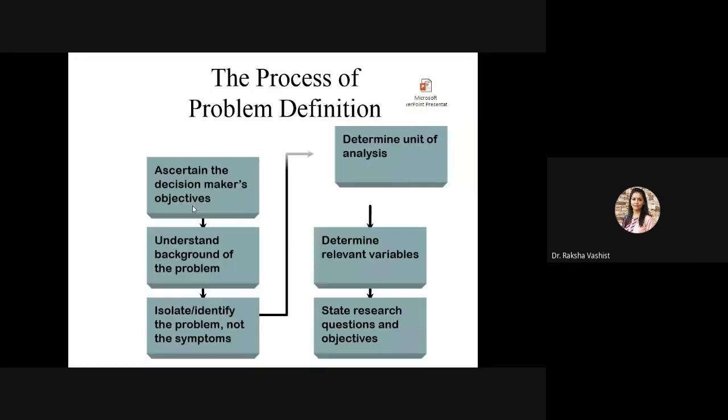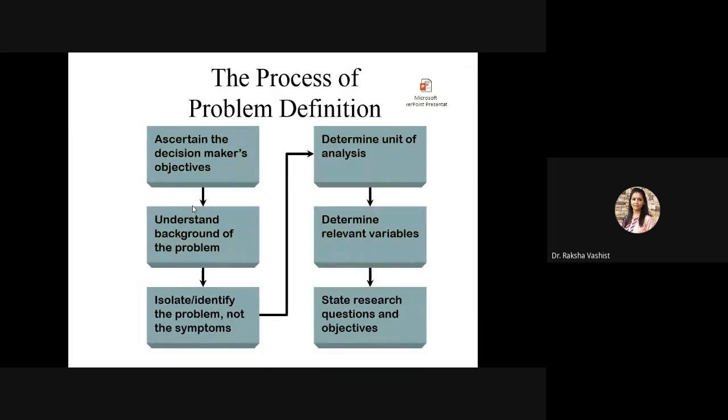All right. This is the process of problem definition: ascertain the decision maker's objective first, then go through the background of the problem, identify the problem, isolate the identification of the problem, determine the unit of analysis, and determine relevant variables. What is the dependent variable, what is the independent variable in the study, what are the exogenous variables, what are the control variables in the study? You need to determine that. And at last, state research questions and objectives, right?